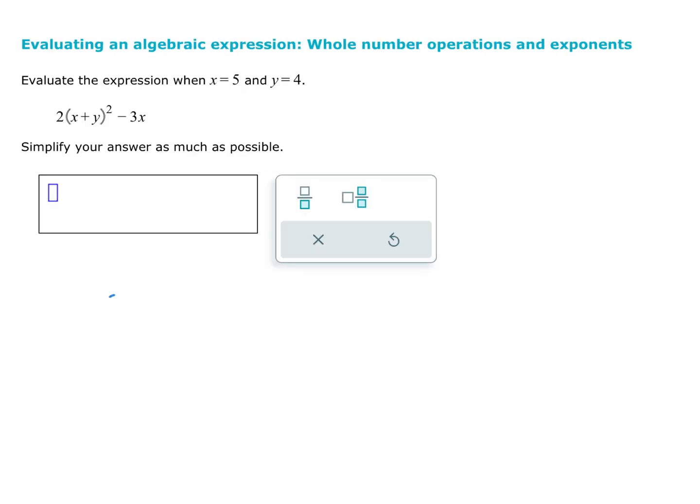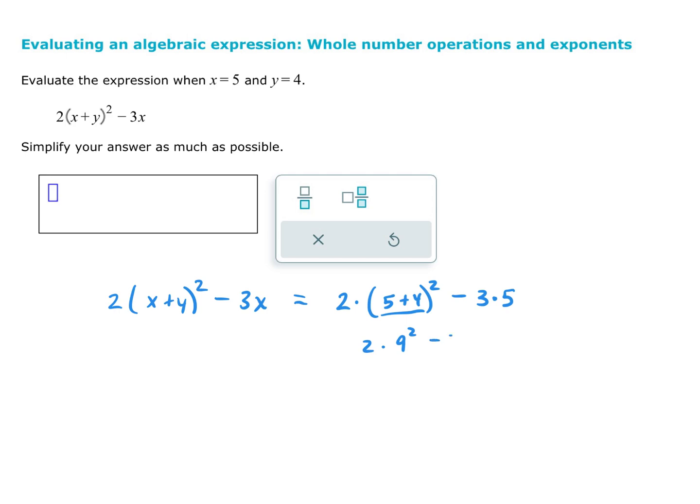And one more example. We have 2 times the quantity x plus y, the whole quantity squared, minus 3x. So that means 2 times, let's substitute x and y, 5 plus 4, that whole quantity squared, minus 3 times x, which is 5. Parentheses, we're going to do first. This is 5 plus 4. 5 plus 4 is 9.